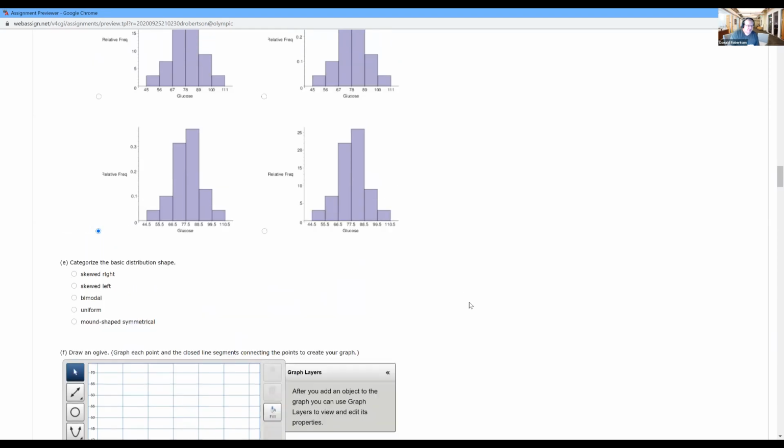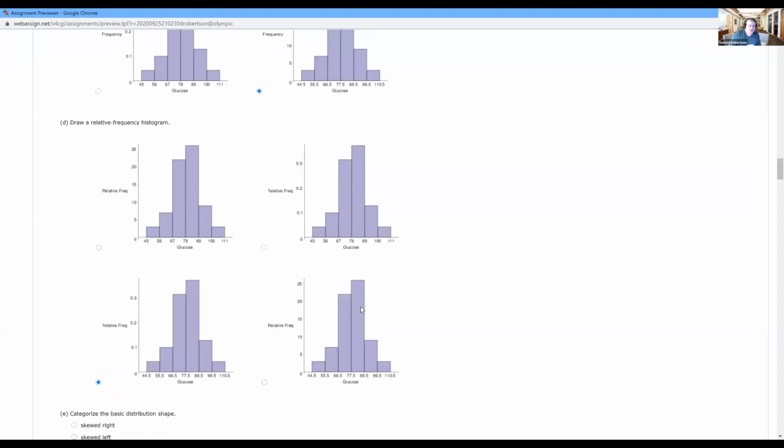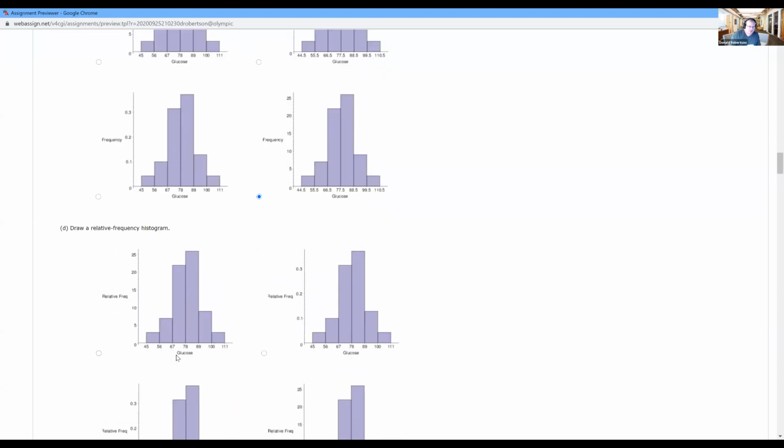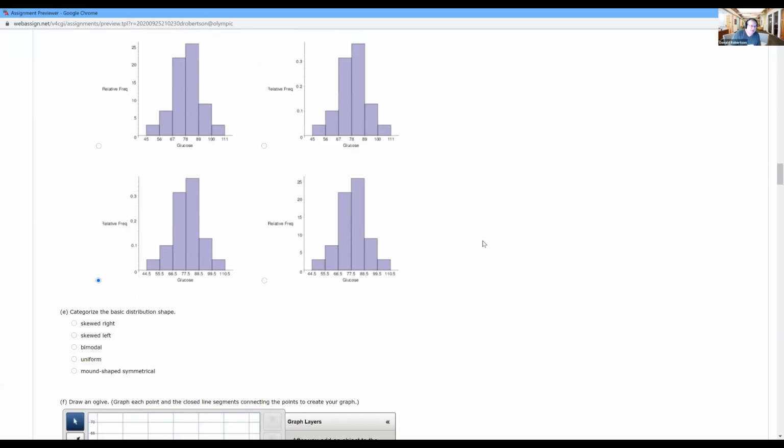Oh, we could talk about this. We're almost finished. Categorize the basic distribution shape. It doesn't really matter if you use the frequency or the relative frequency. The shapes are still the same. So let's look at the shape of this. Is this shape here skewed right, skewed left, bimodal, uniform, or mound shaped? That's a word I haven't used. Mound shaped. Well, let's kick out the ones that it's not. It's not skewed right. Would you agree? It doesn't have a really skewed shape to it. It does not appear to be.